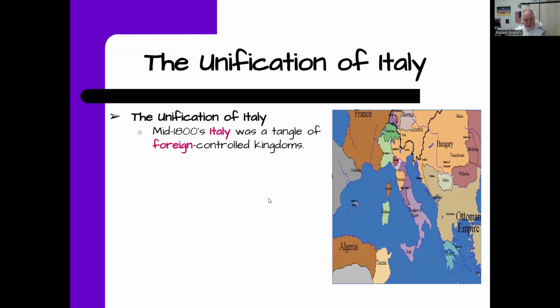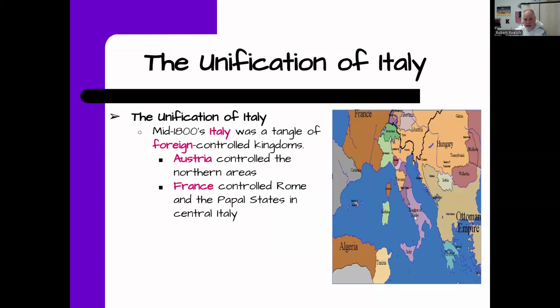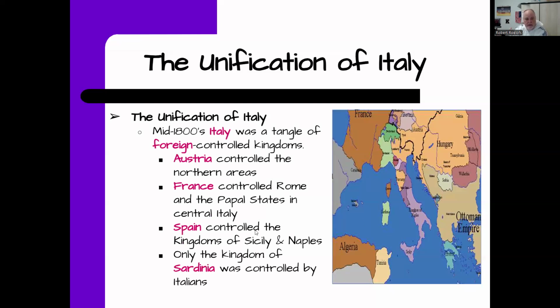So we're talking mid-1800s, 1850s-ish. Again, as I mentioned, a tangle of foreign-controlled kingdoms or states. Austria in the northern regions, as we mentioned. France controlled just that central region in here. You had Spain controlling Sicily and Naples, the kingdoms. And then you had just one kingdom right here, this island that's not even part of what we consider to be mainland Italy today, that was really the true Italian state. And that's where the unification process actually starts from.